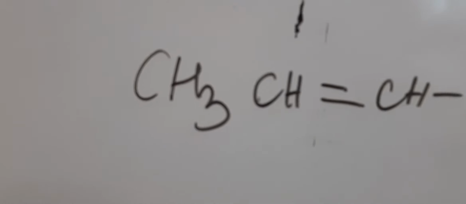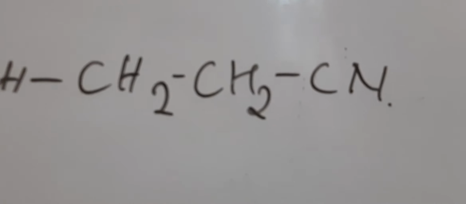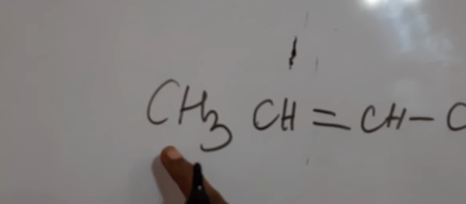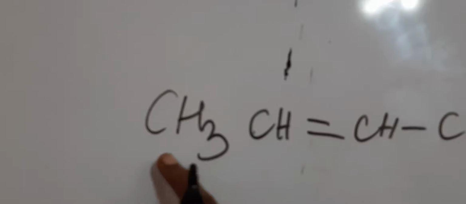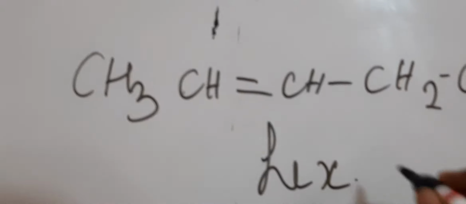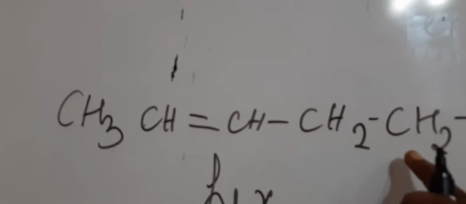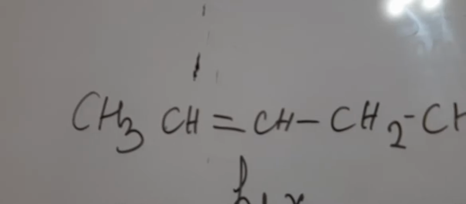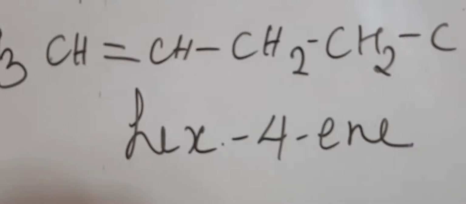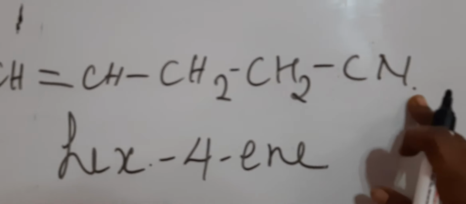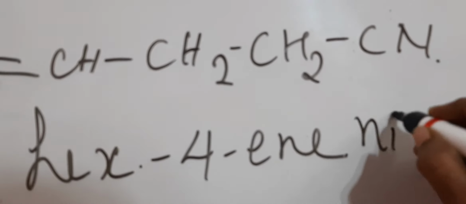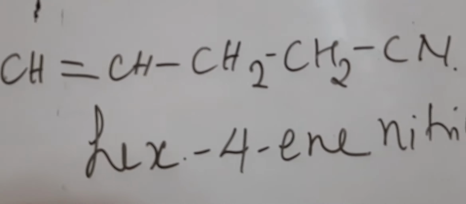Now let us consider this kind of molecule, a cyanide molecule actually. Here there is a double bond. How many carbons are there? Let us name it first. 1, 2, 3, 4, 5, 6. So that means hex. The double bond is at the fourth carbon, so hex-4-ene. Then cyanide we can call it a nitrile also. So hex-4-ene nitrile will be the name for it.